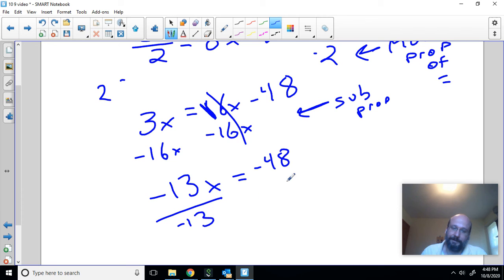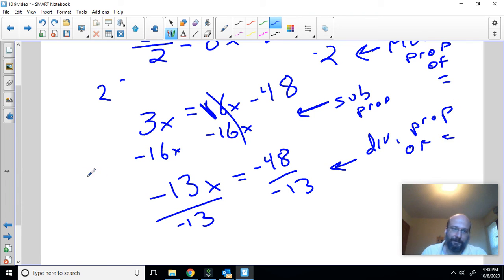Divide by negative 13. This is called the division property of equality. And x equals negative 48 over negative 13, which is positive 48 over 13, which is a really strange number. 3 something.